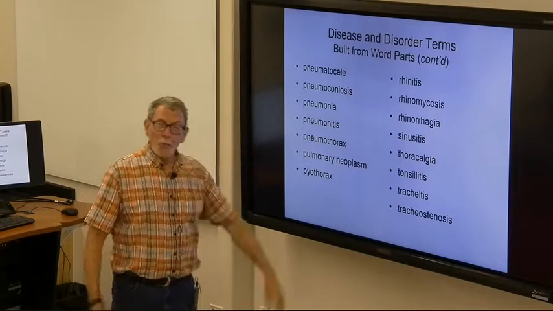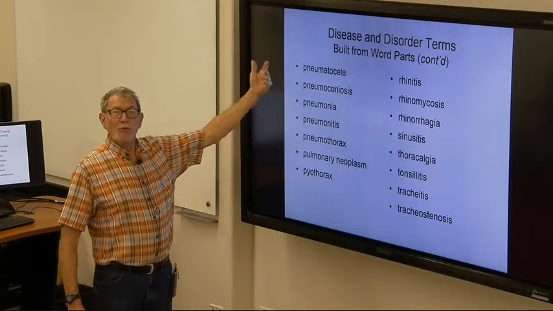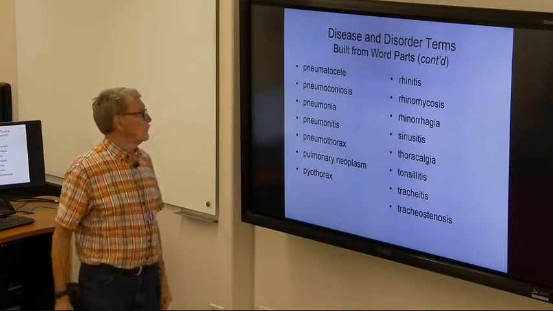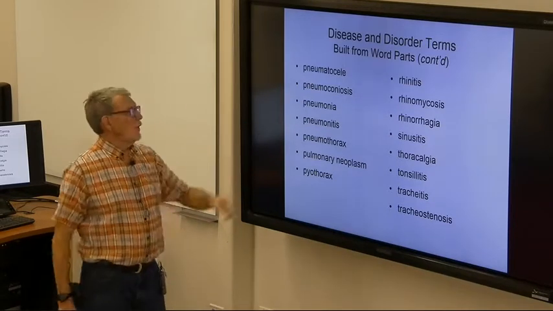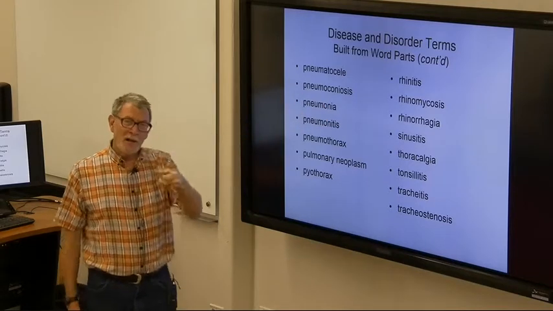So some built from word part stuff. Pneumatocele, pneumo is lung. Cele is hernia, a herniation of the lung. Pneumoconiosis. What is this? It's a bad condition in the lung caused by what? A cone of dust.